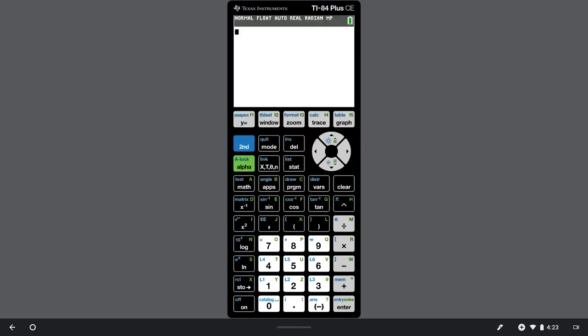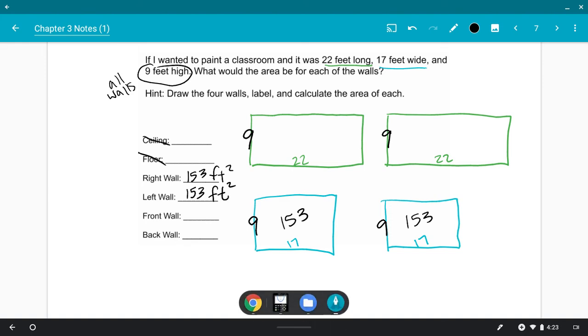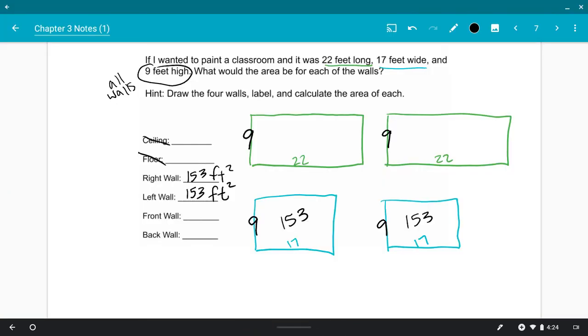So we would do 9 times 17, which is 153. So that means we can just call this the right and the left wall. That's fine. They'll match. And it's feet squared, feet squared. Then we have to do it for the other walls. So 9 times 22, and that's 198. Which means this is 198. So the front and the back would match.